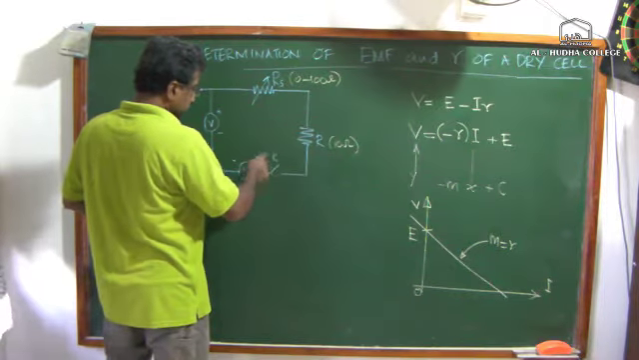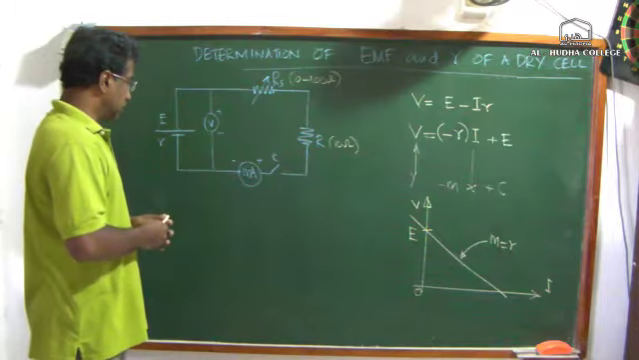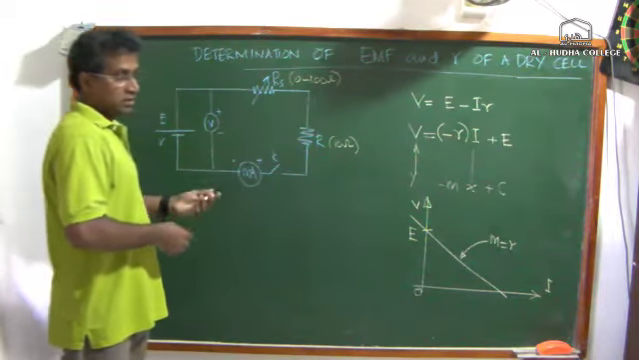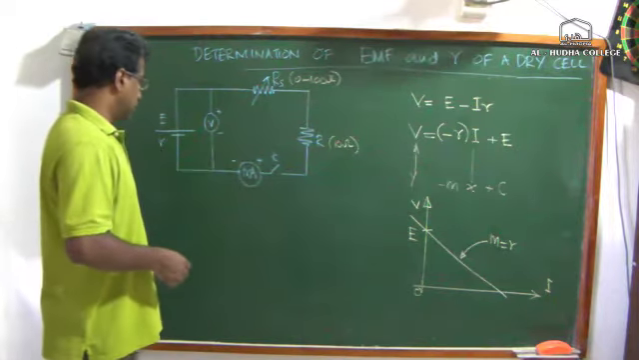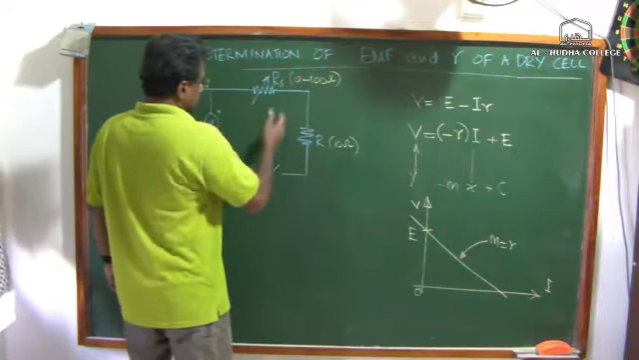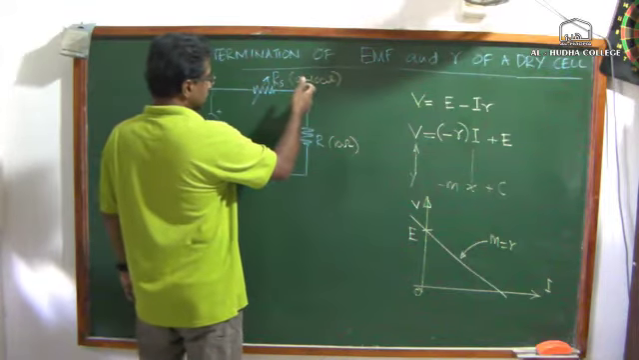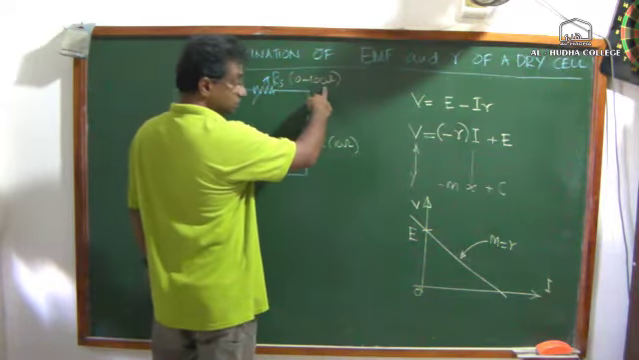The purpose of the key is to avoid continuous flow of the current, right? So you press the key whenever you take a measurement, right? Then the internal resistance, you can see the arrangement. Series resistance can take values from 0 to 100.